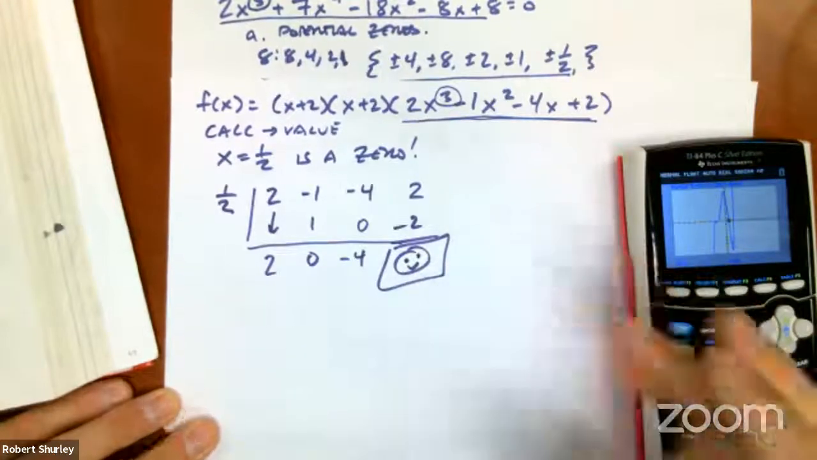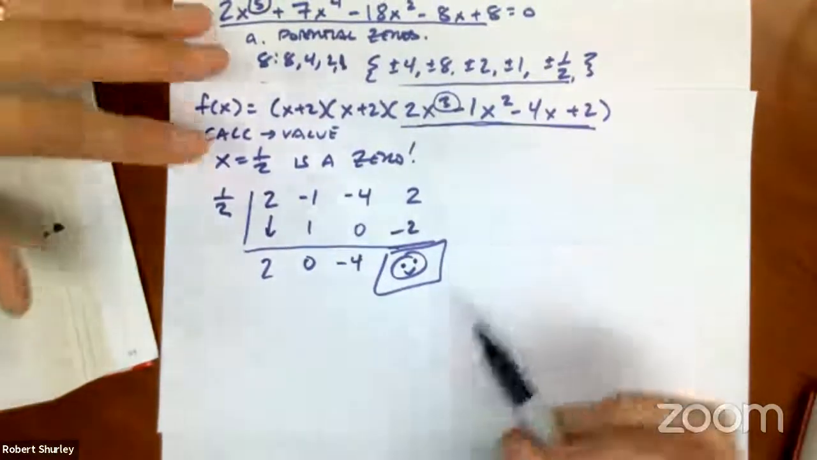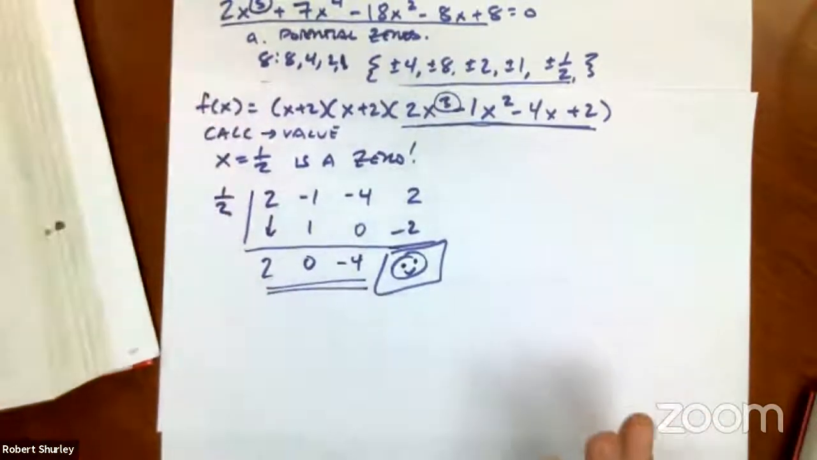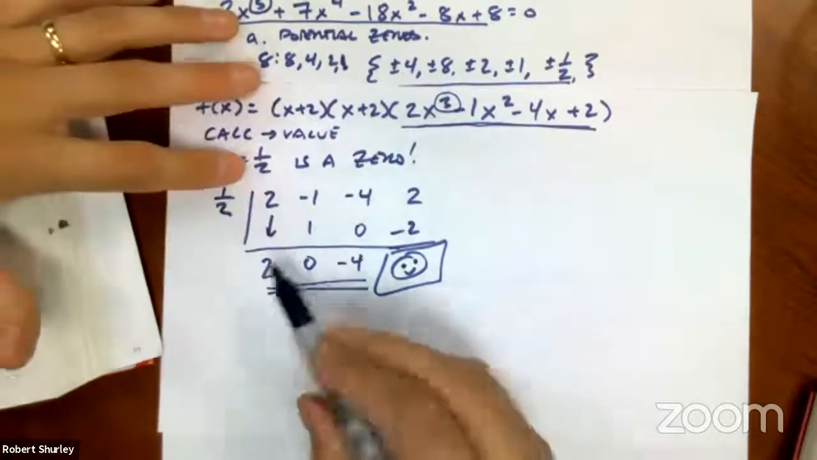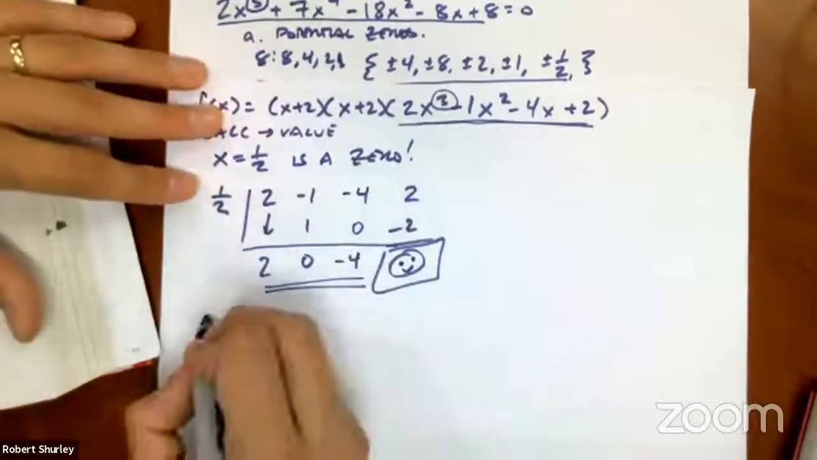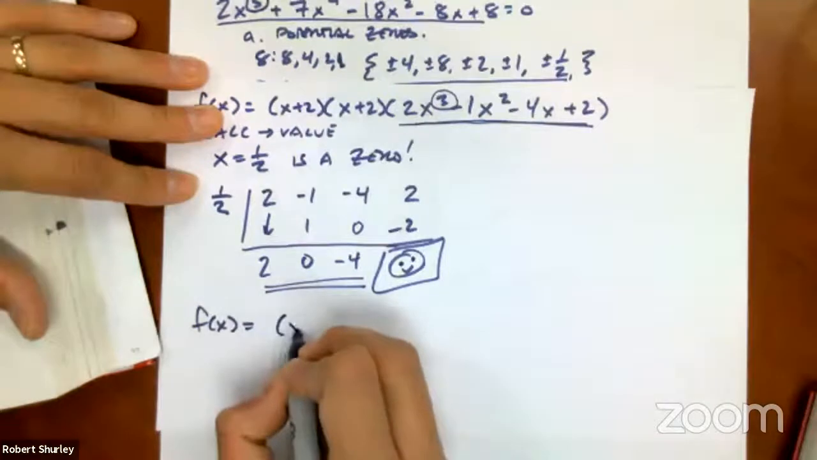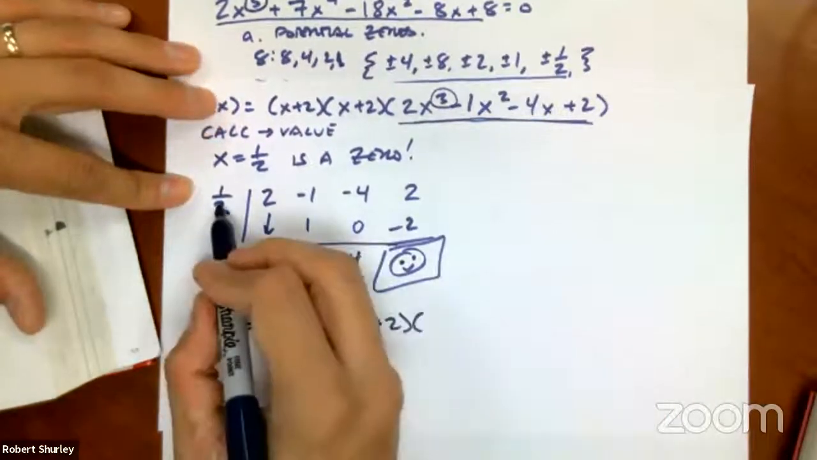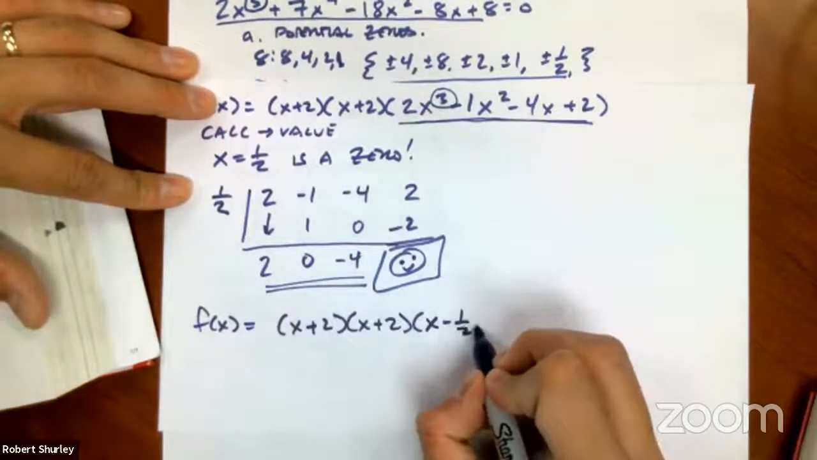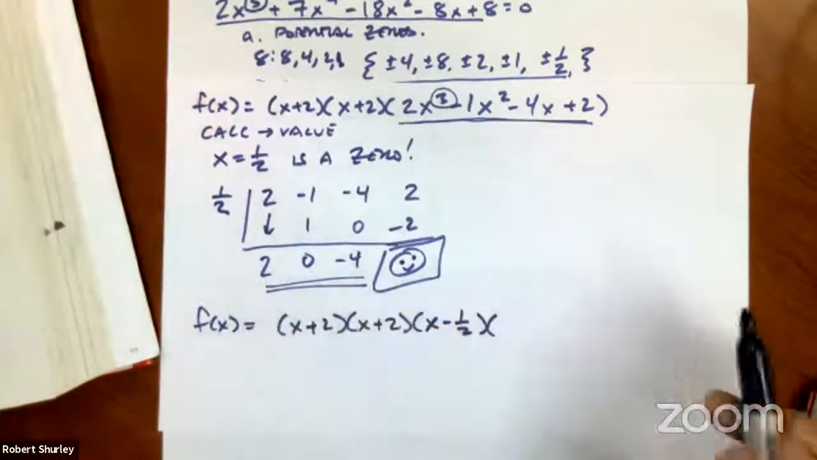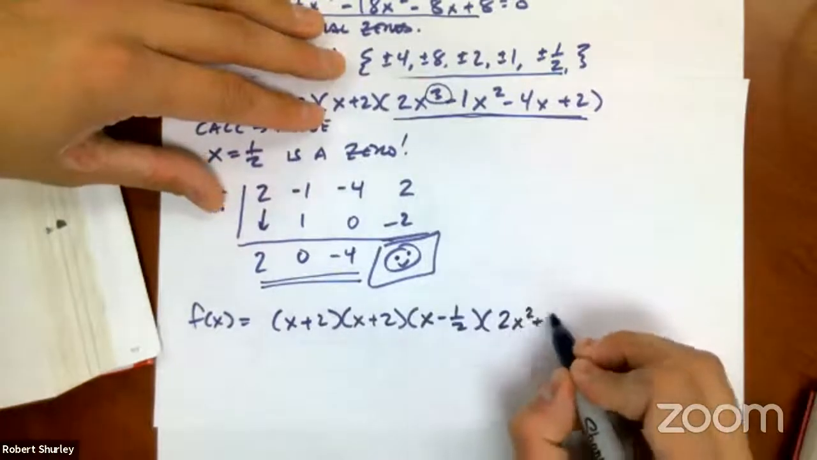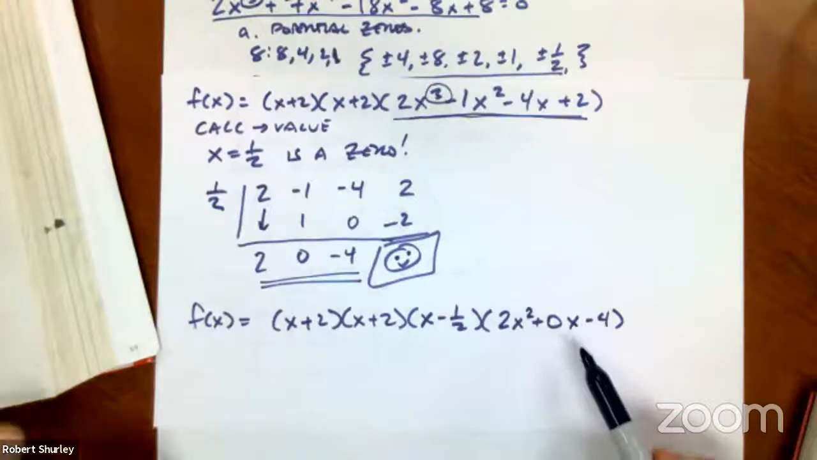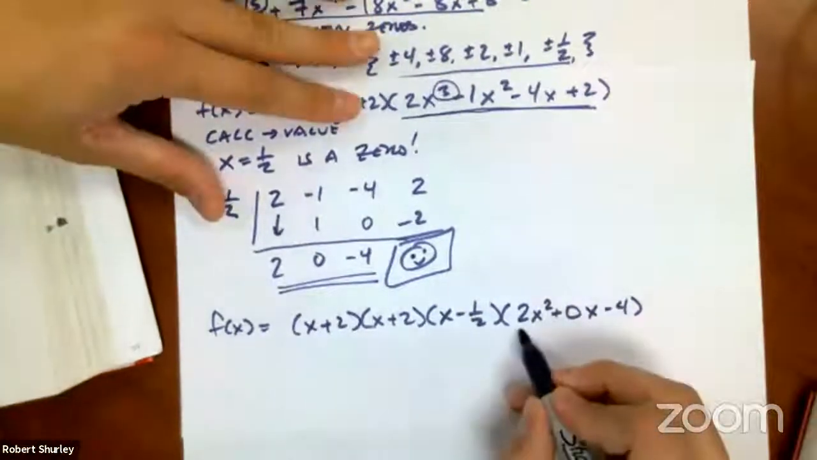Big smiley face. And the reason this is a big smiley face is because now we have a quadratic. Quadratics are our safety couch, right? This is a good thing. This is a really good thing. Let's see what we have now, though. What we have is we took out the 2x plus 2's, and then we took out an x minus 1/2, and we're left with this. Now you can write it as 2x squared plus 0x minus 4, you're more than welcome to. You just don't have to write the 0 if you don't want to. But we can solve this one.